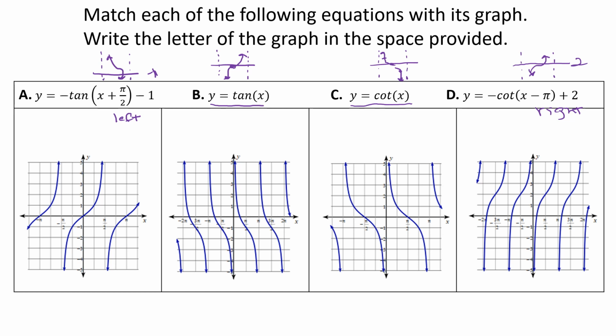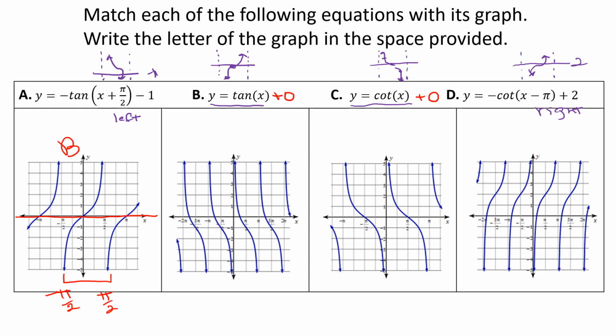I like to start first with the midline and then look at the shape. The first graph on the far left does have a midline at 0, so that means it's either tangent or cotangent. And if I check the boundaries, this graph has a full cycle between negative pi over 2 and positive pi over 2. So that's definitely our tangent function. It also follows that same pattern that we just briefly discussed.